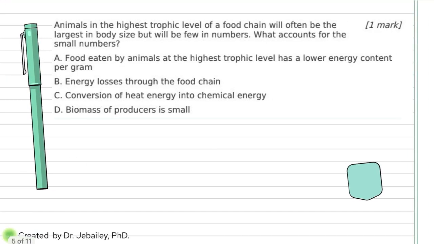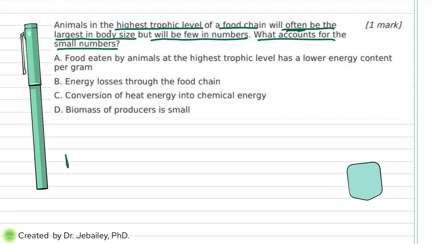Here it says the animals at the highest trophic level of the food chain will often be the largest body size, but they will be in few numbers. So it's basically saying that often, and what I say often doesn't mean always, the largest size animals will be few in numbers. What accounts for the small numbers?